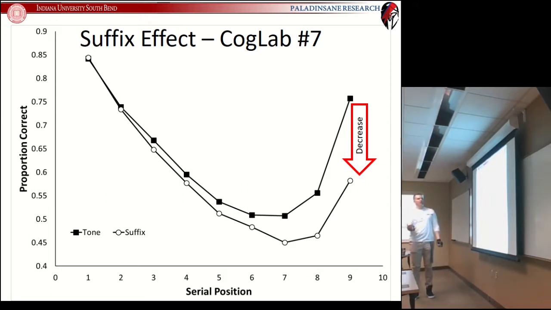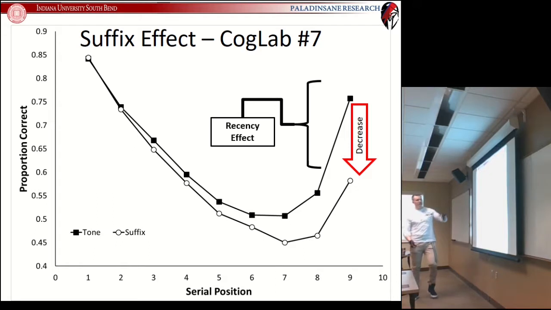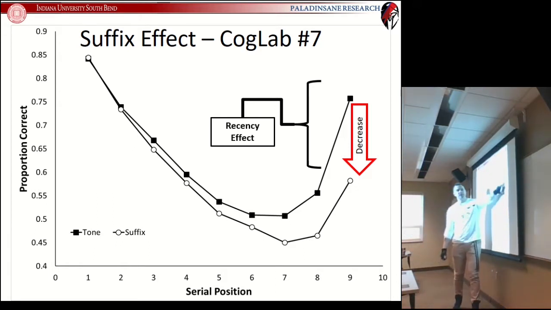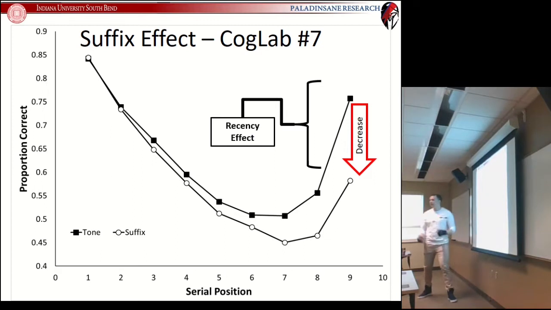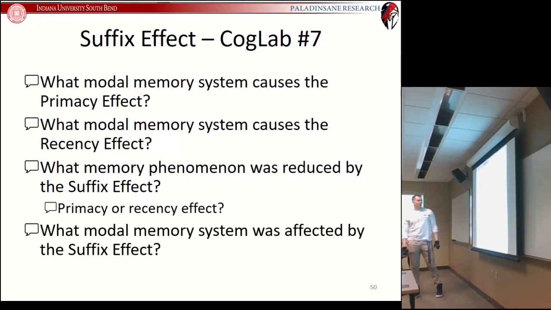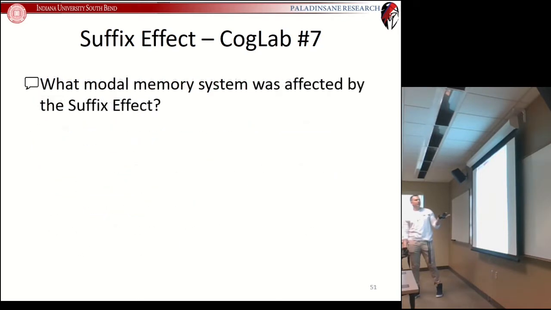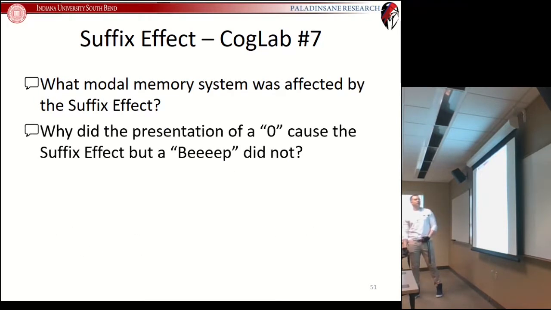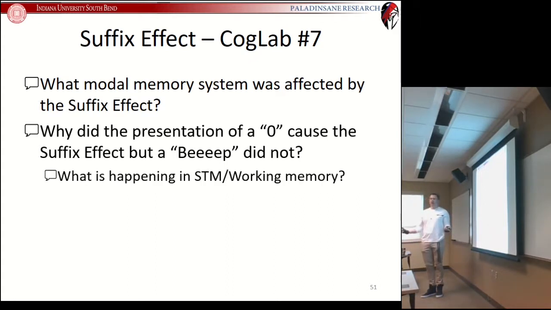And that recency effect does affect things pretty much across the board, but definitely the biggest hit occurs for that final number, that final thing you were trying to remember. All right, and what modal memory system was affected by the suffix effect? What do we think? Why do we think the presentation of a 0 caused a suffix effect, but a beep did not? What does this indicate about what is happening in your short-term memory or your working memory?